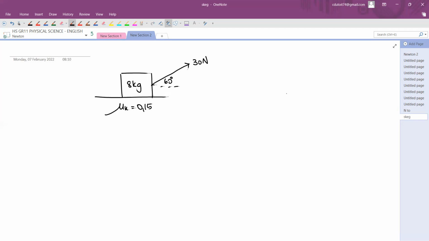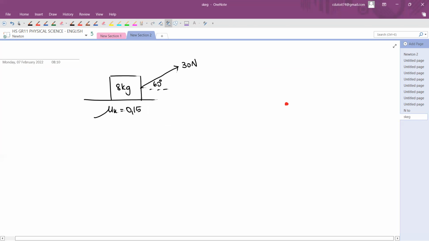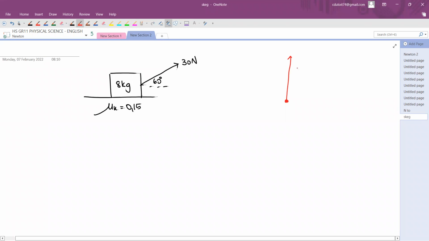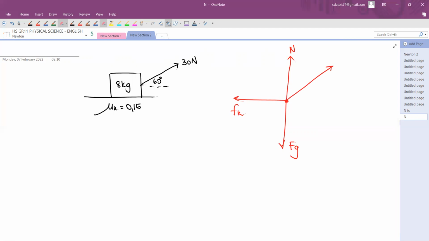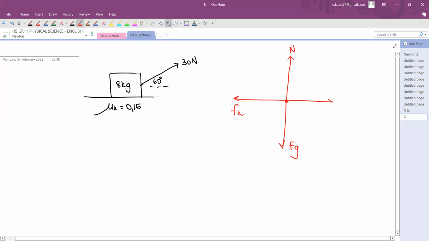My forces diagram is slightly different now. I still have a normal force. I still have gravitation. I still have friction in this direction. But now I've got a force in that direction at an angle. So it's best to use the Fy and Fx components of that force. There's your applied force's X component, and there's your applied force's Y component. You happy with that?